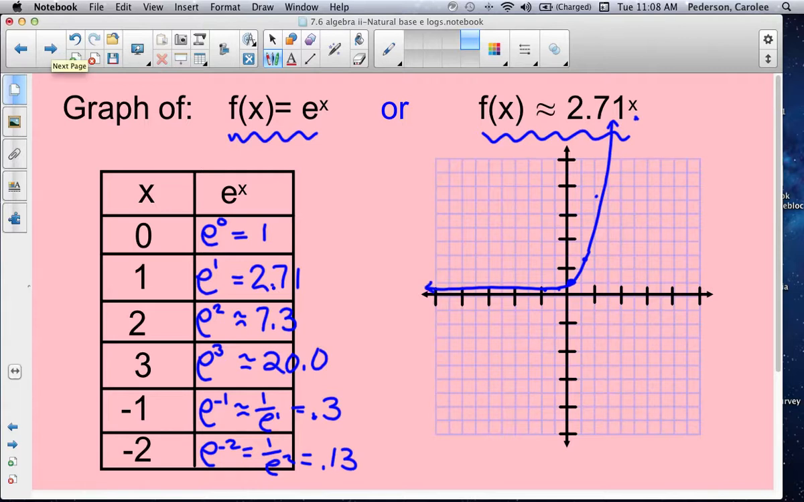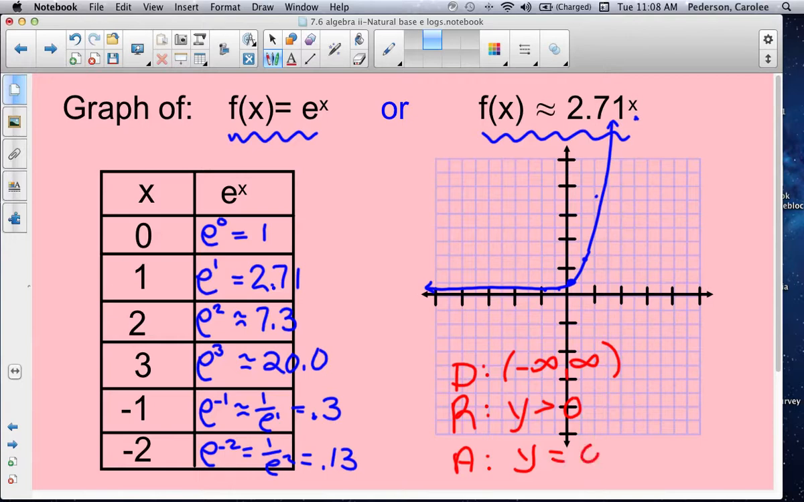This is the parent function for e to the x. It has a domain of all real numbers, so negative infinity to infinity. It has a range of y greater than 0, and it has an asymptote at y equals 0. And then this is the critical point, over 0, up 1.